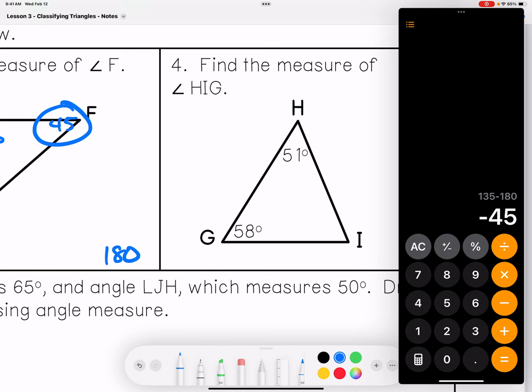We're going to find the measure of HIG, which is just the middle one, which is I. How do we do that? Add up the two that we know, so this one plus that one, and then subtract from 180, because I know the triangle equals 180. So the answer is 71.